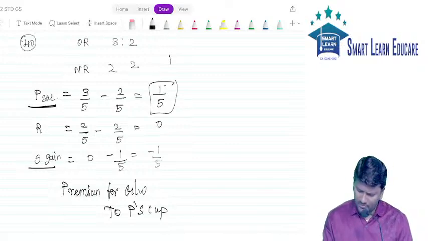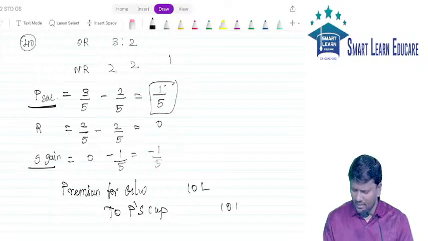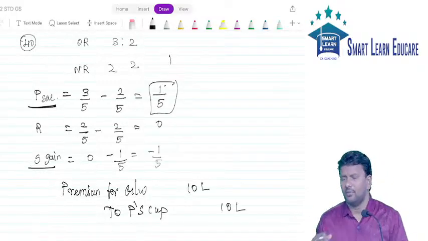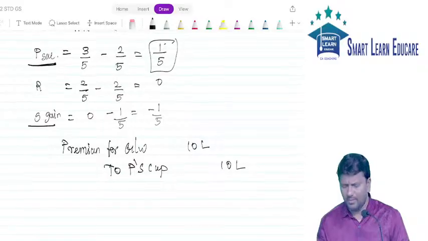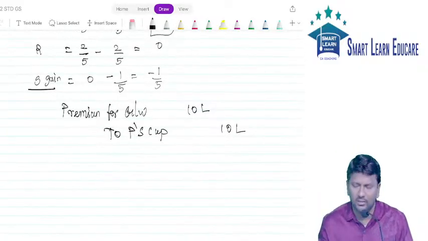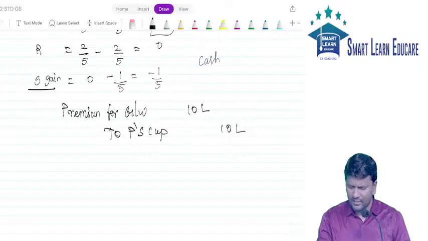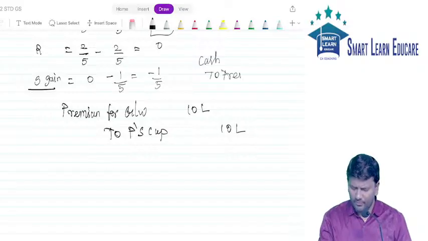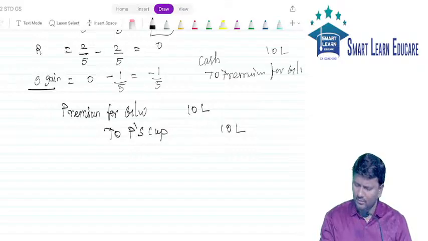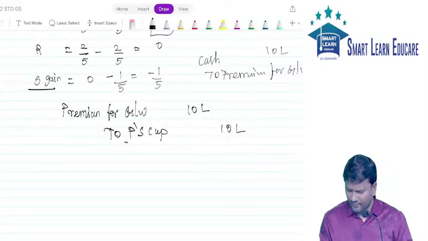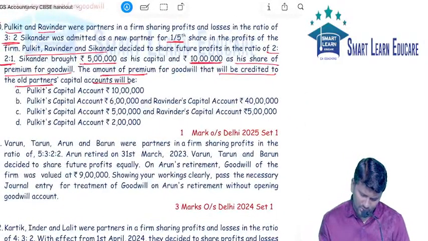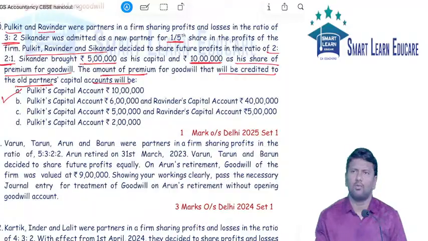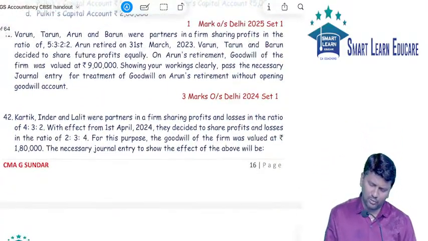How much cash does he bring? He brings 10 lakh in cash, and on the 10 lakh we should pass the entry. Premium account debit to the sacrificing partner. One more journal entry we have: first entry, cash account debit to premium for goodwill, that is 10 lakh. Now which account is credited here? Partner P's account is credited. So the answer for this question is option A. With this, the one mark questions come to an end. Next we will do the 3 mark questions.